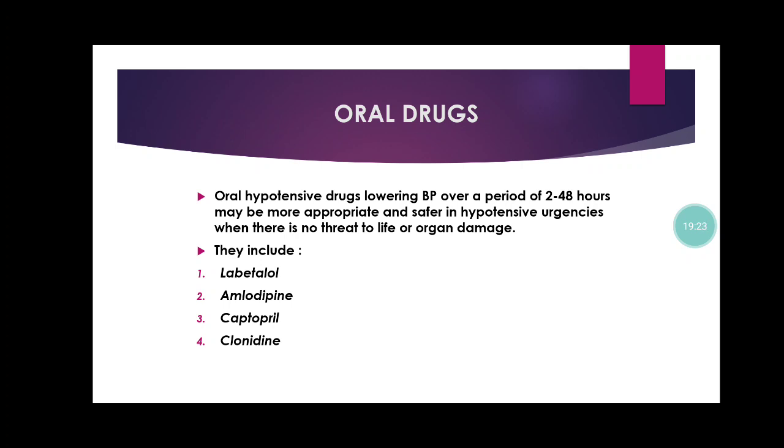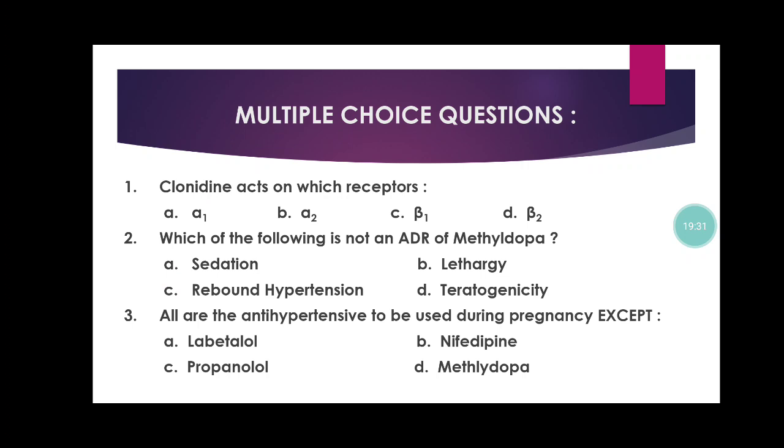Here we come to the end of the topic, but to test our understanding, let's take a look at certain questions. First, clonidine acts on which receptors? As discussed earlier, clonidine is a partial agonist of alpha 2 receptors. So the answer is option B.